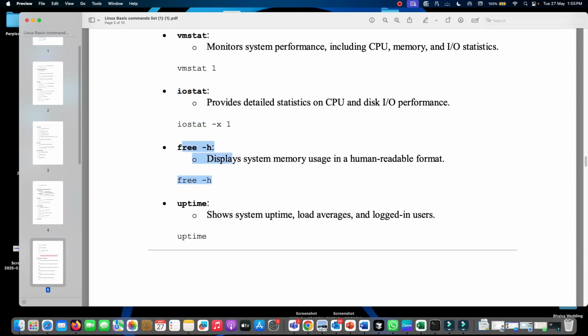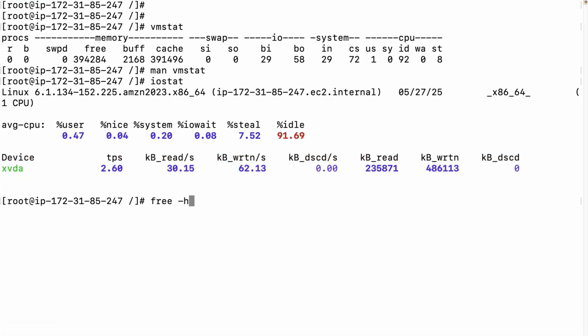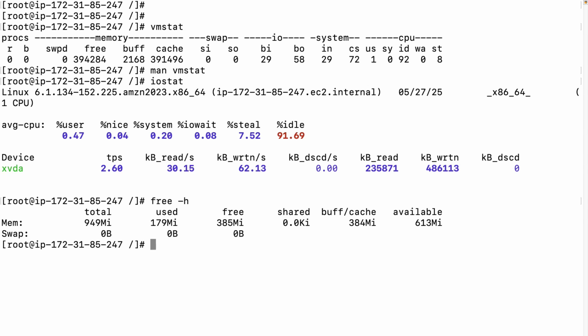Now the free -h command will display the system memory usage in human readable format. We have already seen, when we type free -h, we get the memory information. We have almost 449 total memory, 179 is used, 385 is free, and the rest is in the buffer. So in total we have about 613 MB of memory.